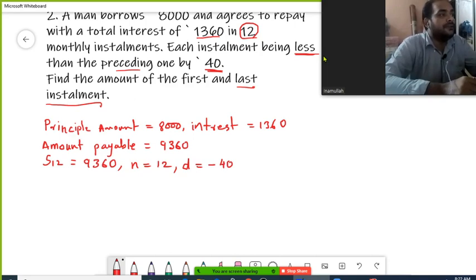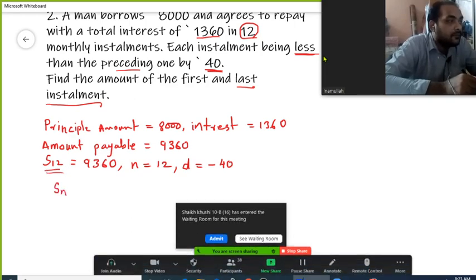You need to find the first installment and last installment. First installment, that is T1 or A. Last installment means T12. So these two things we need to calculate for this question, and the given information is S12 is 9,360, n is 12, d is minus 40. Now, in order to find the first and last installments, we are not going to use the Tn formula because information is given regarding the sum of all the terms. So we will use the Sn formula here.